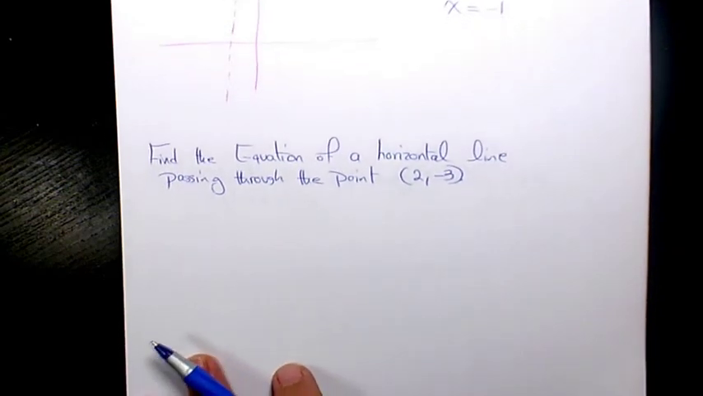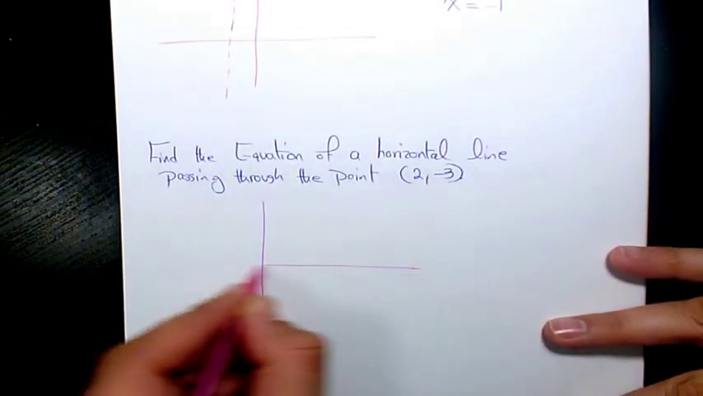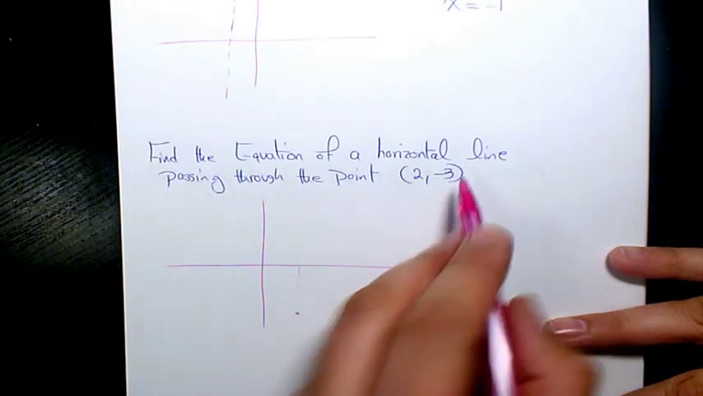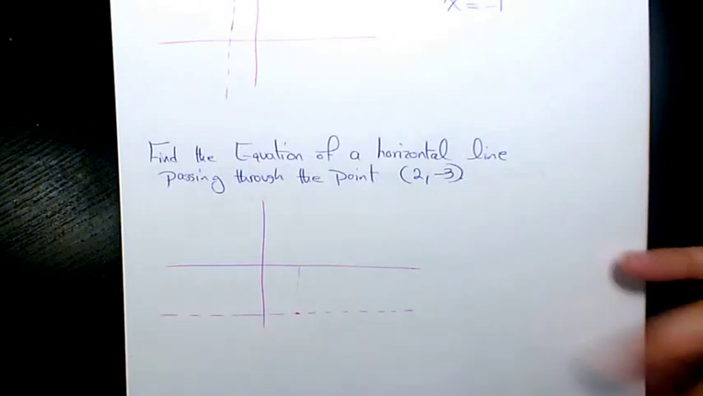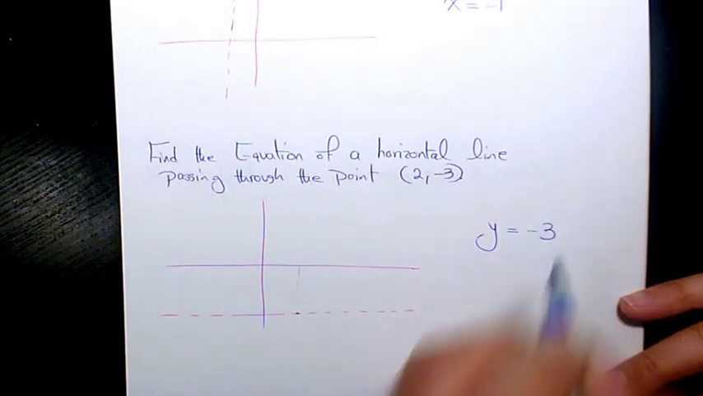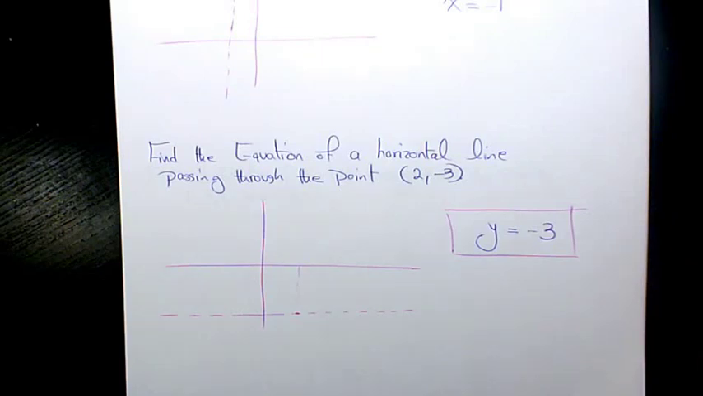Next one, it says find the equation of a horizontal line passing through the point 2 and negative 3. 2 and negative 3 is going to be somewhere like this, and a horizontal line is going to be like that, and all y values are going to be the same. So it's going to be y equals negative 3. Like all other horizontal lines, we have y equals a constant number.